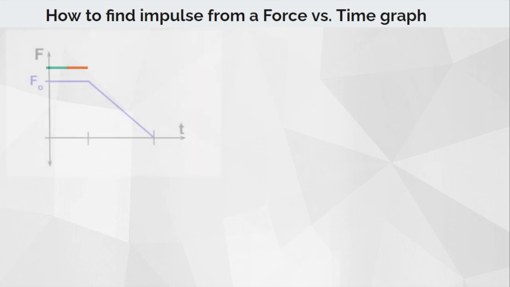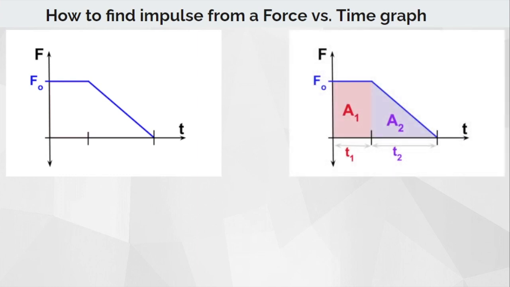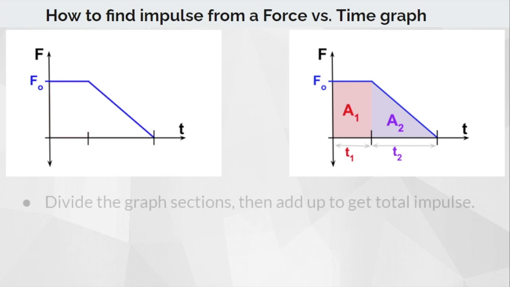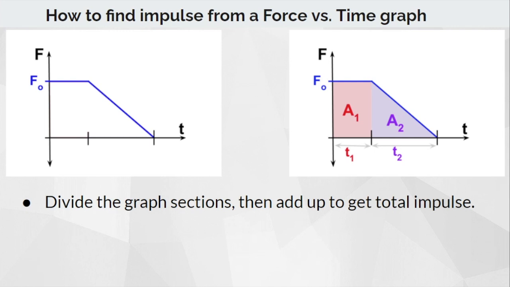So let's continue talking about this and let's show an example. So here's the graph from before, and now I'm going to split up those two sections. As you can see, I have one section of area and another section of area because I had a non-constant force. I split one of them up, my red part, A1, into a rectangle, and the other one into a triangle, A2. After I divided up those sections, all I have to do is add them up now to get the total impulse.